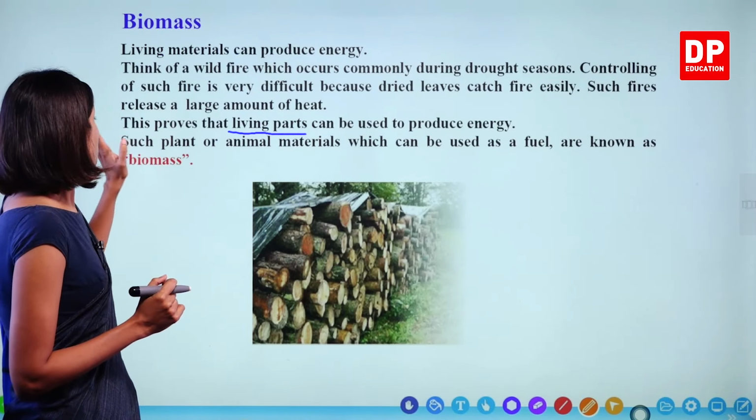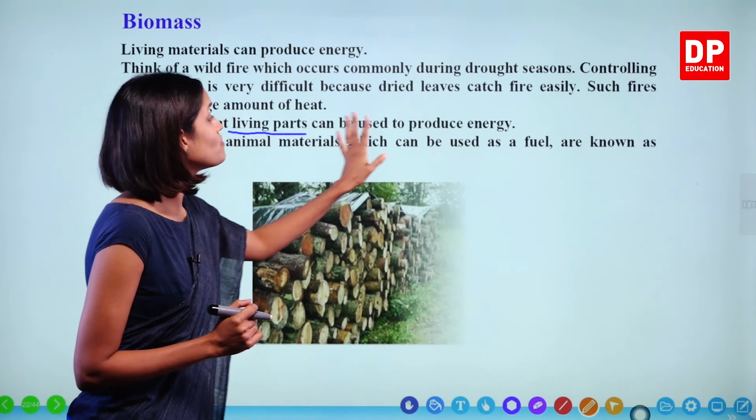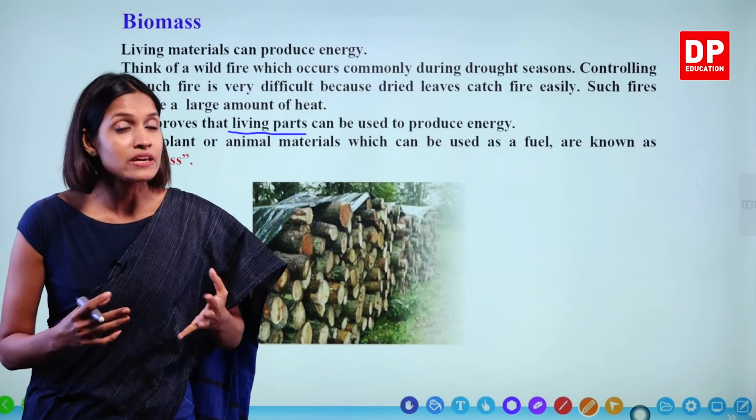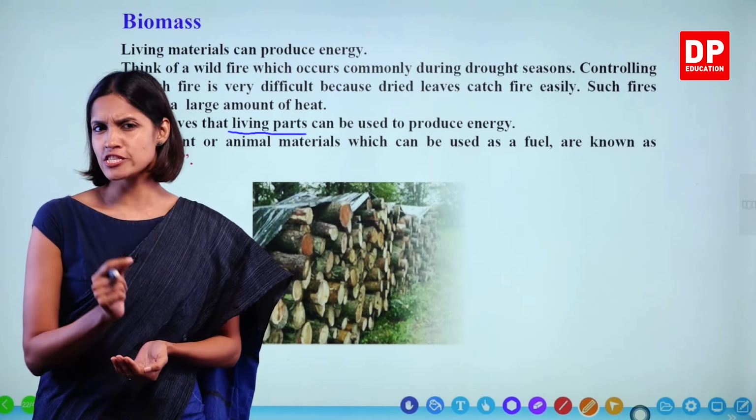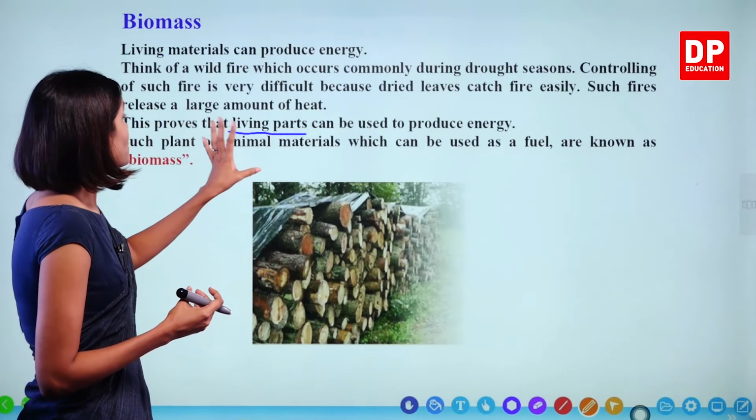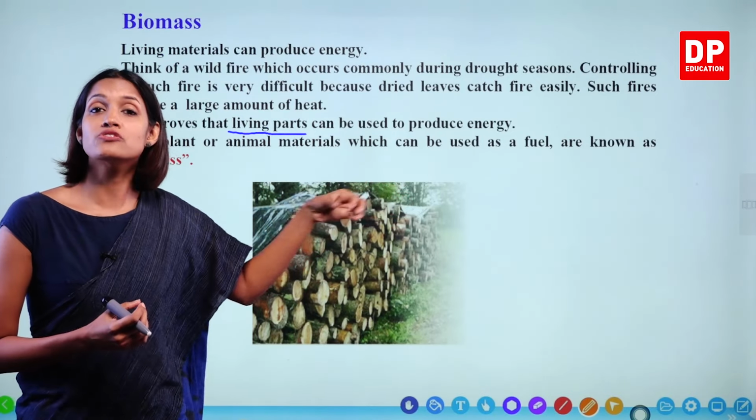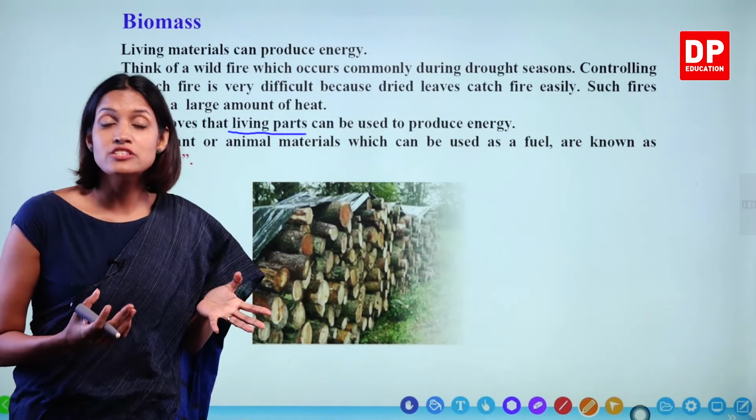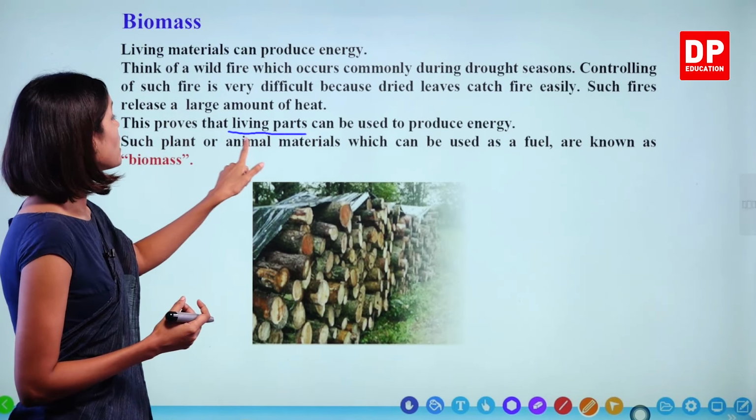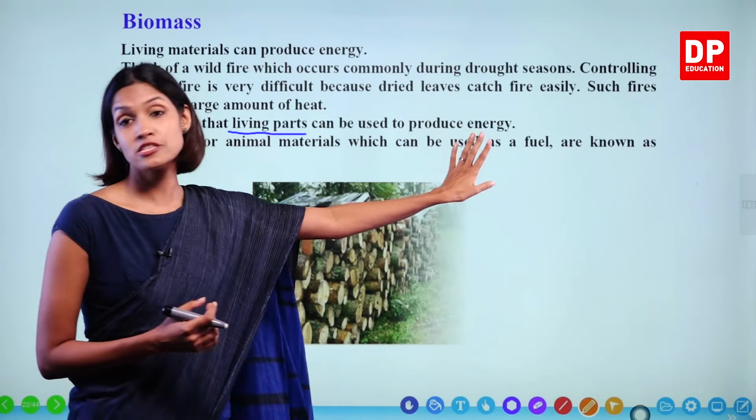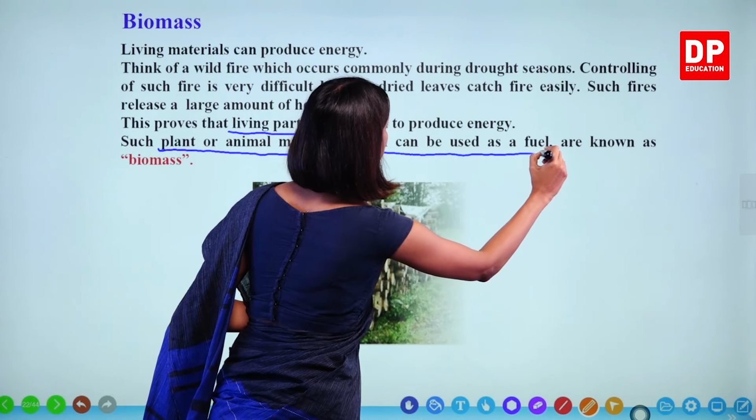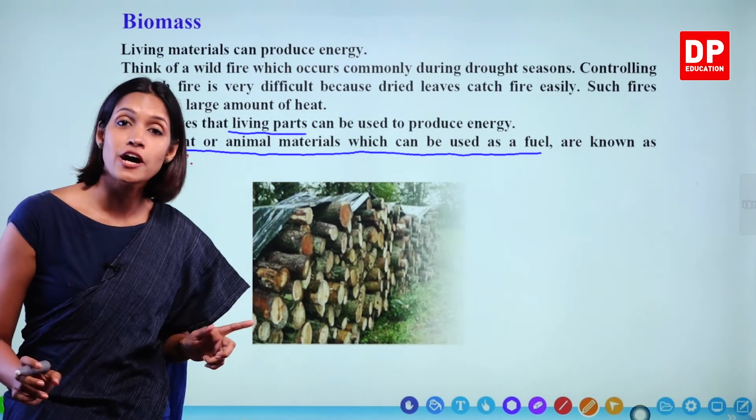Okay, children? So such plant or animal materials which can be used as a fuel are known as biomass. If you can produce energy by burning something, that particular substance is known as a fuel, right? Fuel is something you can gain energy from by burning. So remember, certain living parts also can be used to produce energy by burning, so these things are used as fuel. That is why it says plant or animal materials which can be used as a fuel are known as biomass.